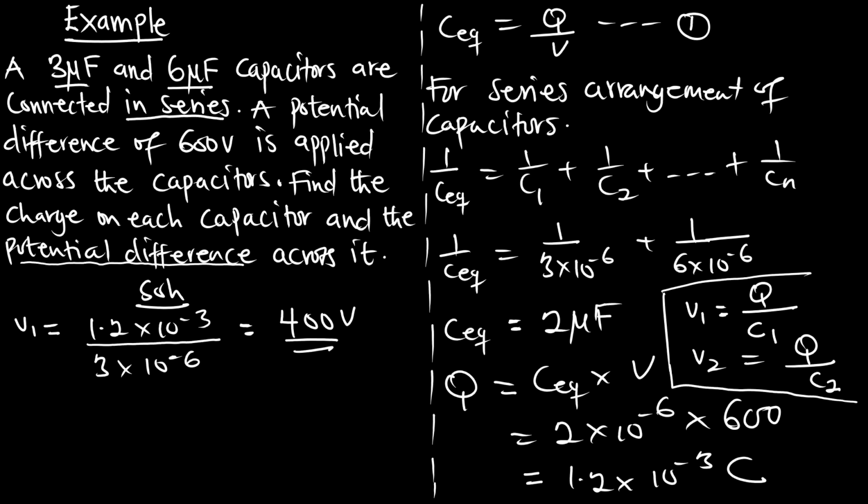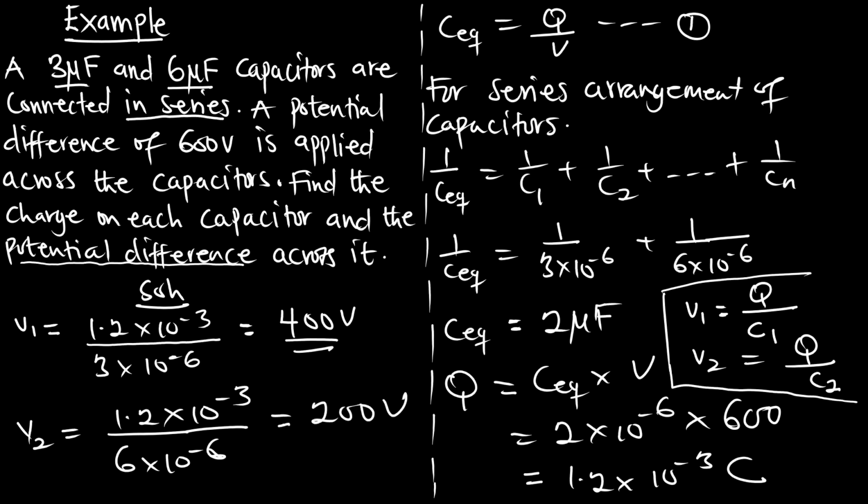If it is objective, you can just do it straight away. But for theory, let's also check if it is true. So V2 is also going to be Q, the same charge, 1.2 times 10 to the power negative 3, over the capacitance of the second one, which is 6 times 10 to the power negative 6. And when you punch this, you are going to get your 200 volts. So you can see that the total voltage gives you 600 volts.